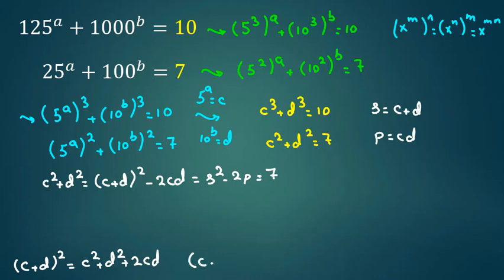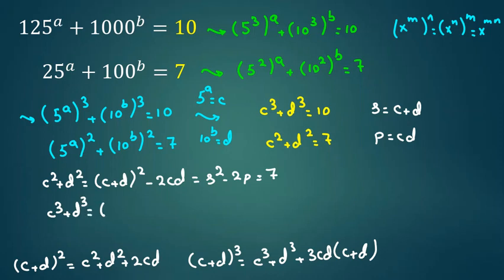The other one, c plus d whole cube, is c cubed plus d cubed plus 3cd times c plus d, also worth memorizing. So you can conclude c cubed plus d cubed equal to c plus d whole cube minus 3cd times c plus d, which is s cubed minus 3ps, equal to 10.